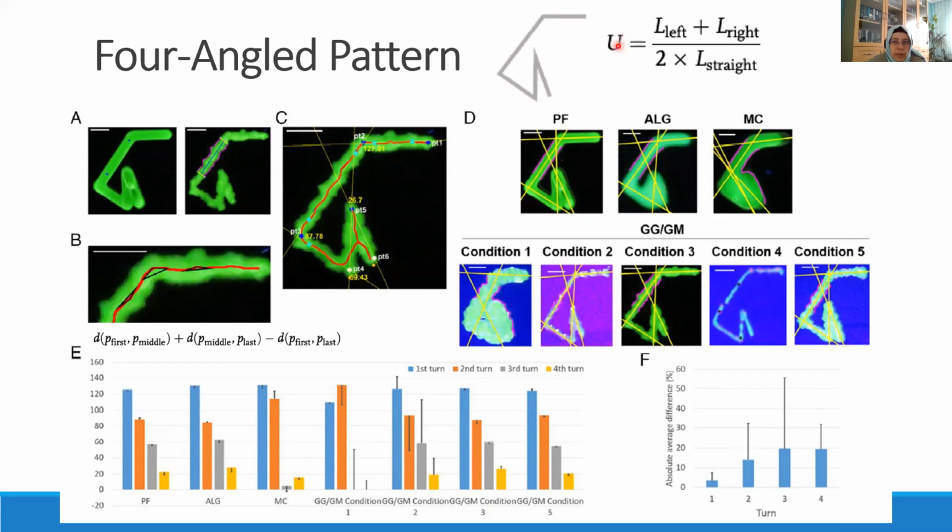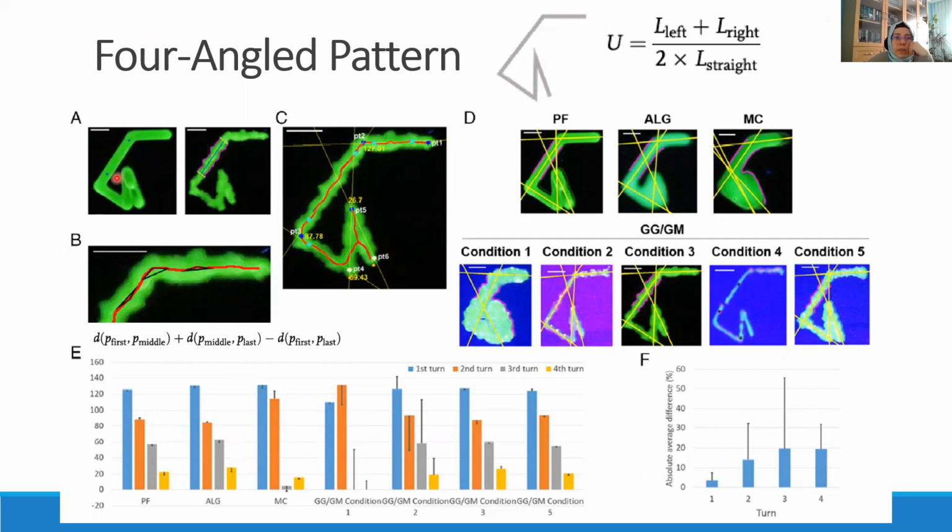For the 4-angled pattern, we have used a uniformity formula, which is calculated by using the length of the left side, the length of the right side, and the straight length of the continuous edge of the filament. An additional measurement is created, and the other measurements are angles, etc., as I have said before. And here in A, you may see template points.